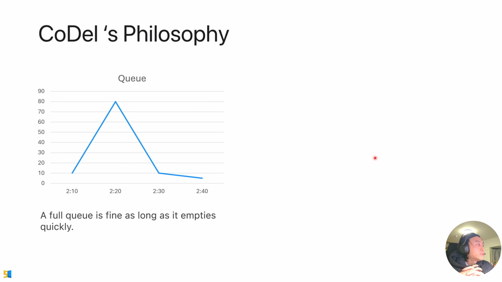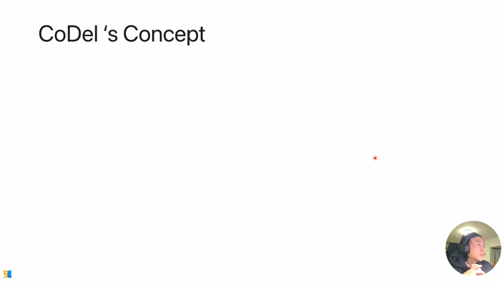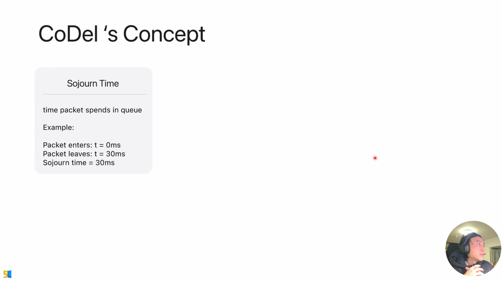In CoDel, a full queue is fine as long as it empties quickly. So if a router has a spike of traffic, but it can process that fast, it's not a problem. It will not make the router congested. A queue is bad when packets sit too long. That's a problem. Right, let's see the concept.